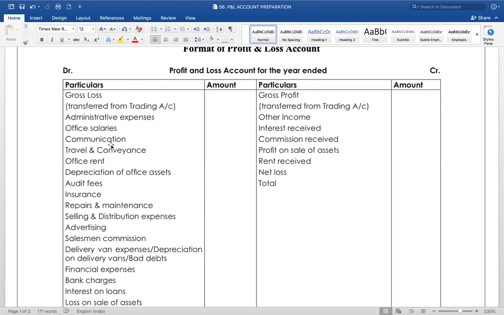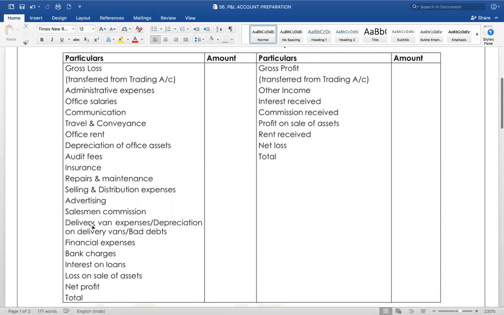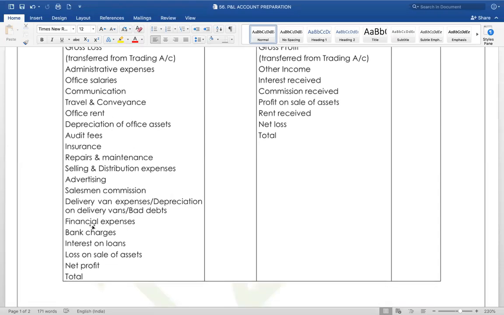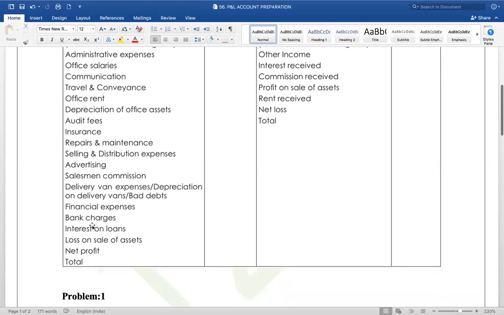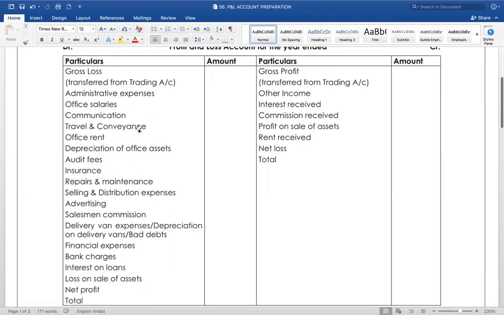office. If you look at office salaries, it belongs to the office, communication, travel, office rent, or depreciation for office assets, audit fee, insurance, repairs and maintenance of office assets, selling and distribution expenses, advertising, salesman commission, delivery van expenses, and the depreciation on that, bad debts, financial expenses like interest, bank charges and bank interest. Interest on loan, loss on sale of assets. Now, apart from that, general administrative expenses. These are all expenses that you see in the office.